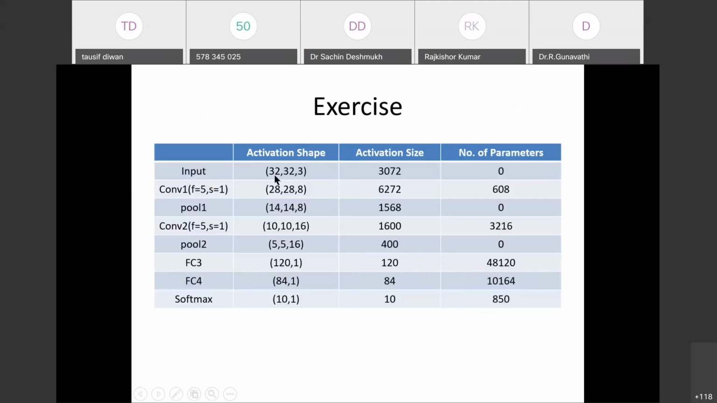So W is 32, F is 5: 32 minus 5 plus 1. So it will become 28 multiplied by 28. Can anybody tell from where this 8 is coming into the picture?